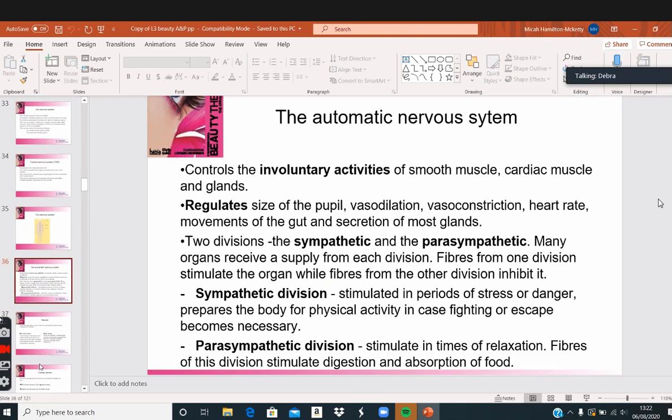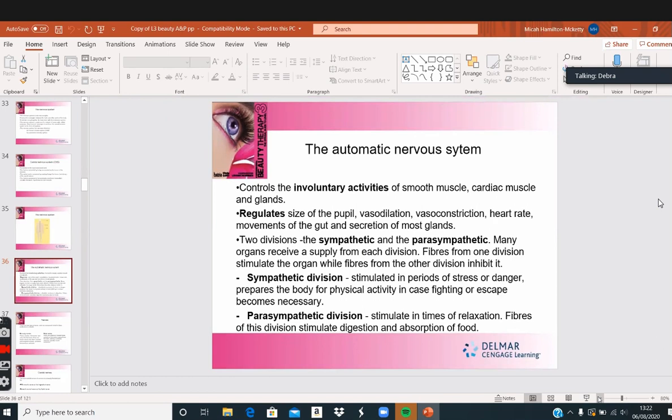Autonomic nervous system. I'm going to make it a little bit smaller. This controls, as it says, automatic, the involuntary activities of smooth muscle and cardiac muscles and glands. Automatic means that we have no control over them. Yes, the nervous system has the control, so we can't control them. It will regulate the size of the pupils. Can you make your pupils get bigger? Subconsciously, no. The body does it.